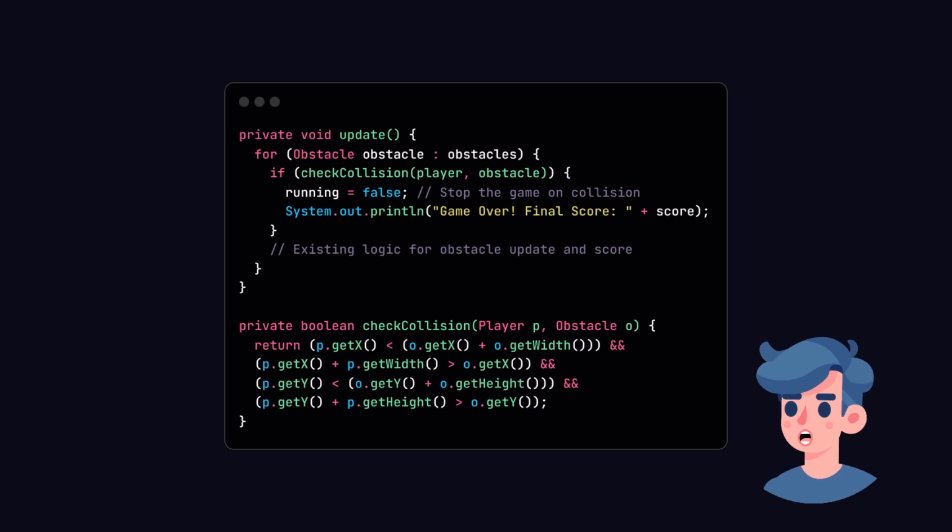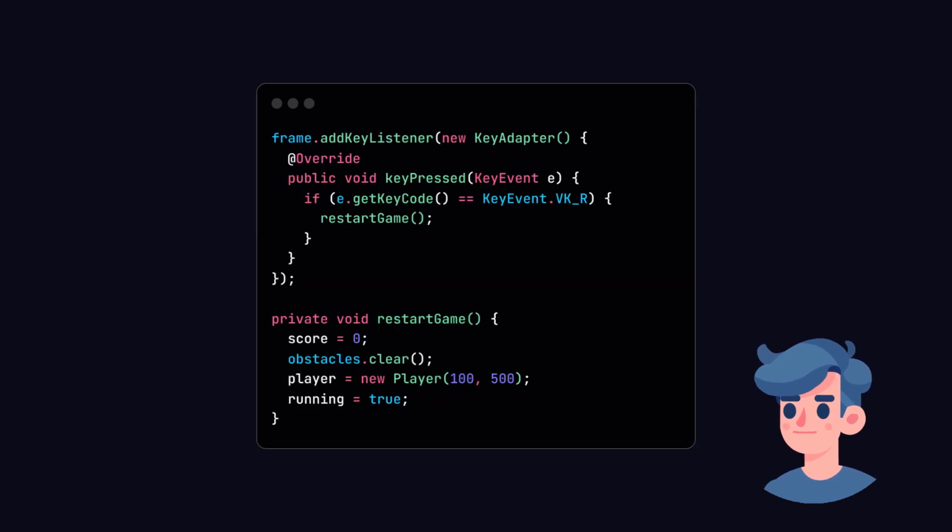We will check if the player collides with any obstacles. Finally, let's make it possible to restart the game once it ends. By implementing a key listener that resets the game state on pressing the R key, we can achieve this.